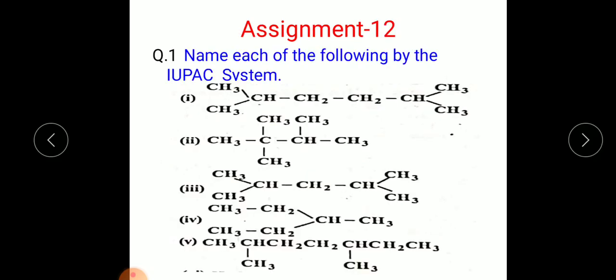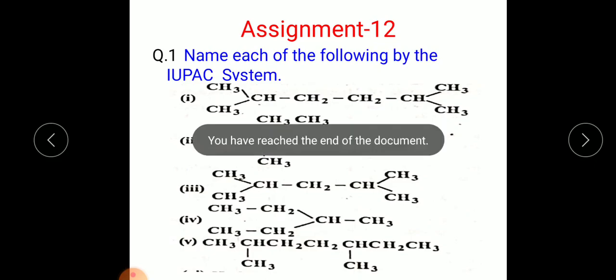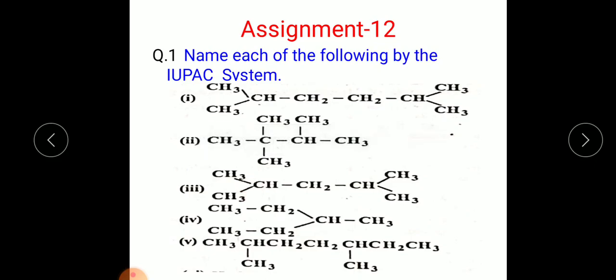Now the assignment for today: name each of the following by the IUPAC system. I have given you these alkane compounds. You need to write down the IUPAC name for these. Follow the steps as I have explained to you, complete this assignment and send it to my mail.